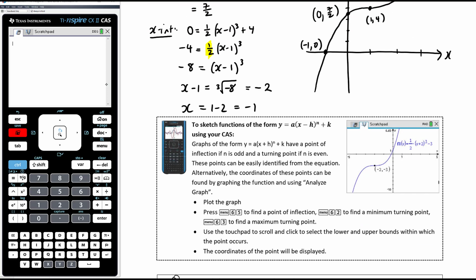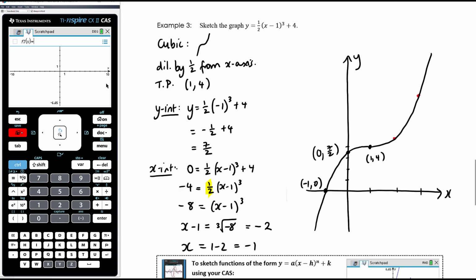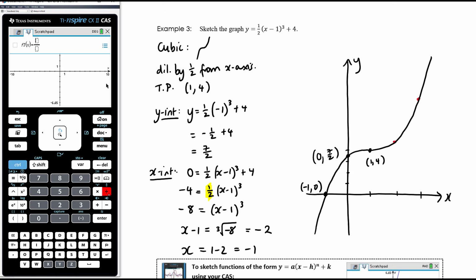Okay, so fairly straightforward, nothing particular about sketching graphs of this form with your CAS. It is possible to use your CAS to find a point of inflection, so if we sketch the one we just did here with our CAS, if we look at half x minus 1 cubed plus 4, we draw that with our CAS, we get what we've drawn on the paper there. Obviously you can make adjustments to your window as is relevant, so you can see what's happening a bit better.